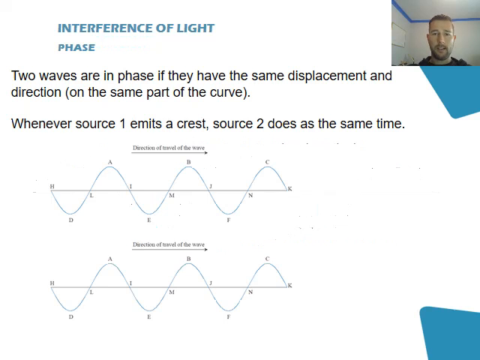Now I'd like to introduce the definition of phase. Now 2 wave sources are in phase if the wave that they produce has the same displacement and direction. So you can see from the diagram, whenever source 1 emits a crest, source 2 does it at the same time, and same with a trough as well.